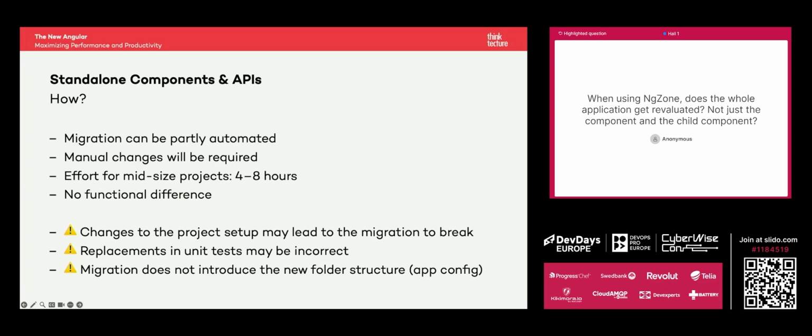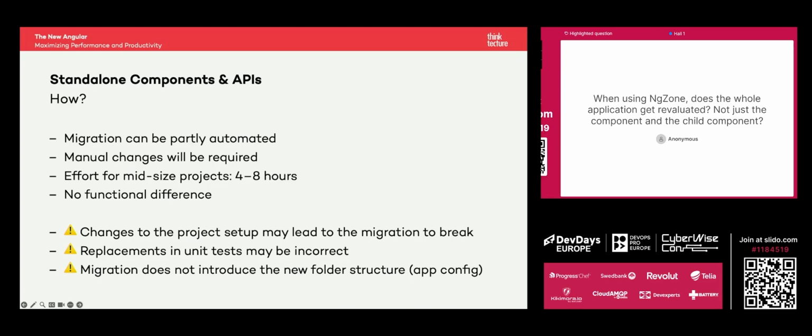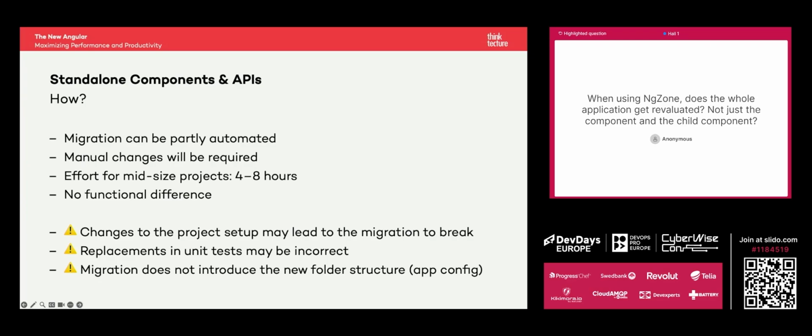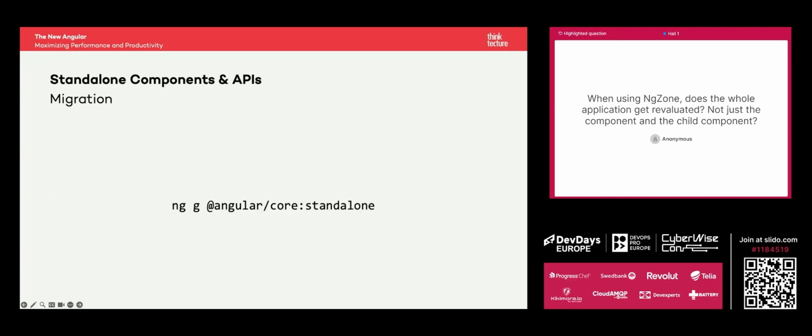Be aware that changes to the project setup may cause this automated migration to break. It may fail doing the replacements in unit tests, and it does not introduce this new folder structure that I've shown you. So not the new app.config.ts files and so on. It leaves them untouched. And this is the migration that you can run: ng generate @angular/core:standalone, and it will then run you through the steps to migrate your Angular app.